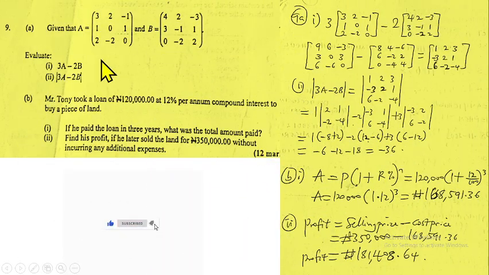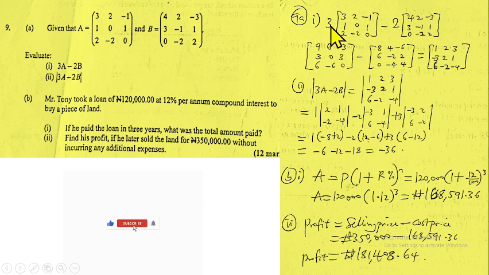Question number 9a is from matrices. We are given matrix A to be this and matrix B to be this, and both matrix A and matrix B are of the same order, 3 by 3. So we have to evaluate 3A minus 2B. That means 3 as a scalar is multiplying matrix A, and 2 as a scalar is also multiplying matrix B. So do that and subtract your answers from one another.